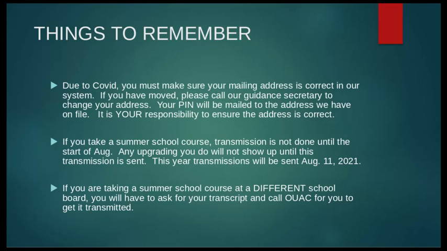If you take a summer school course, transmission is not done until the start of August. Any upgrading you do will not show up until its transmission is sent. This year, summer school transmissions will be sent August 11th, 2021. If you are taking a summer school course at a different school board, you will have to ask for your transcript and call OUAC for you to get it transmitted.